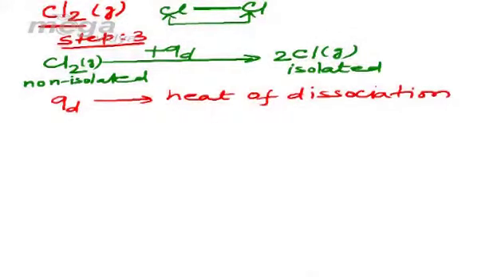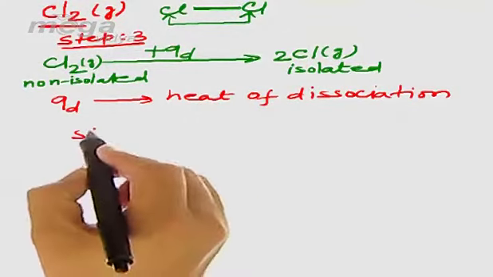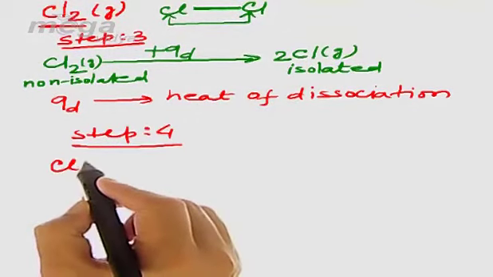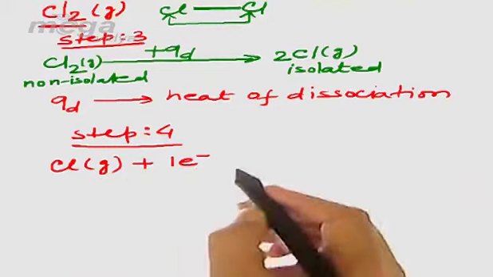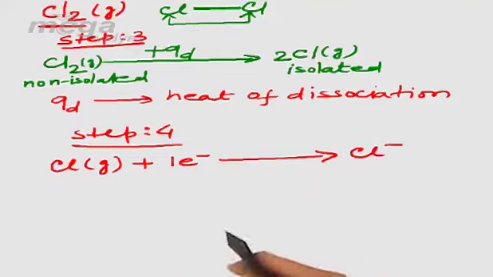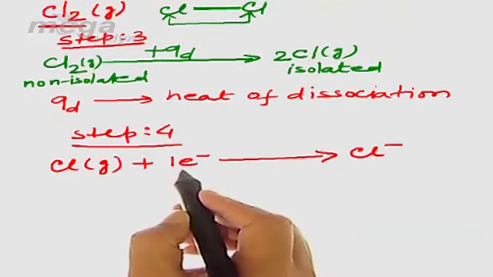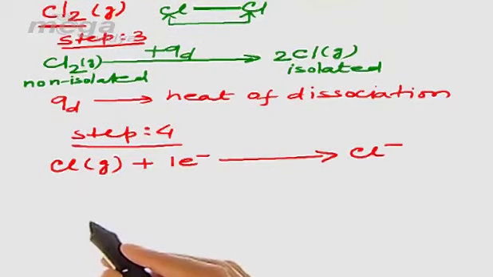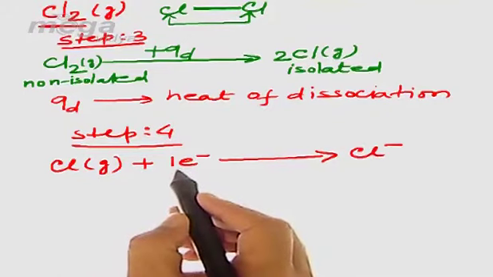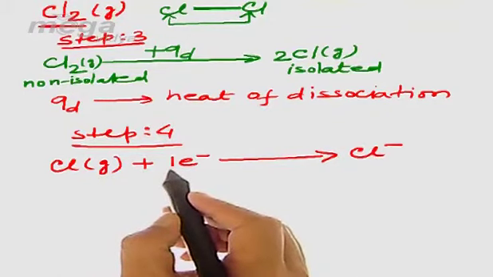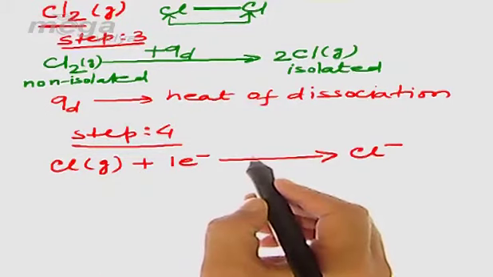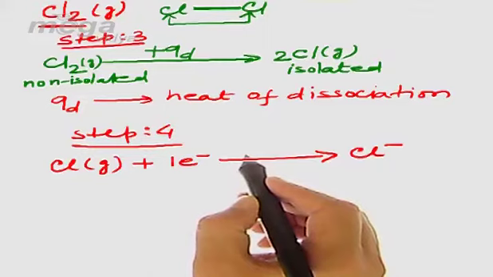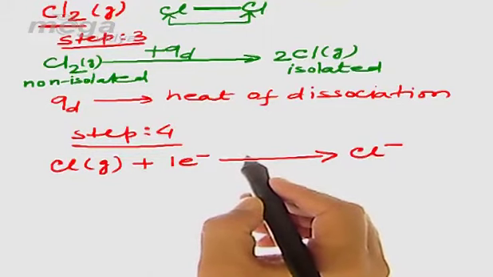So moving ahead to step 4, we observe that chlorine, which is isolated as well as gaseous, will gain the electron of sodium and convert into Cl negative. Here as an electron is being added to the valence shell of the chlorine atom, an electron which is isolated from the attractive force of the nucleus will now possess an attractive force, hence there will be loss of energy, and that energy is called electron gain energy, or we can call it electron gain enthalpy.